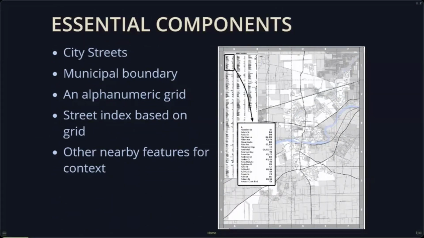and then we need some kind of alphanumeric grid, sort of battleship style, like A1, B2, and we need an index that shows for every street alphabetically what cells of that grid do they fall in. Beyond that, we just need some other features for context, maybe some surrounding municipalities, water features, major roads, things that will help people orient themselves based on nearby landmarks and other features.